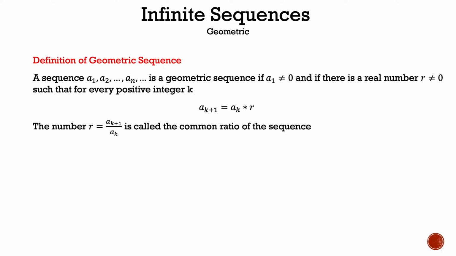ratio of the sequence. So that means any term is equal to the previous term times the ratio, and the ratio is equal to any term divided by the previous term, which leads us to the formula for the nth term of a geometric sequence, which is a sub n is equal to a sub 1 times r raised to the power of n minus 1.